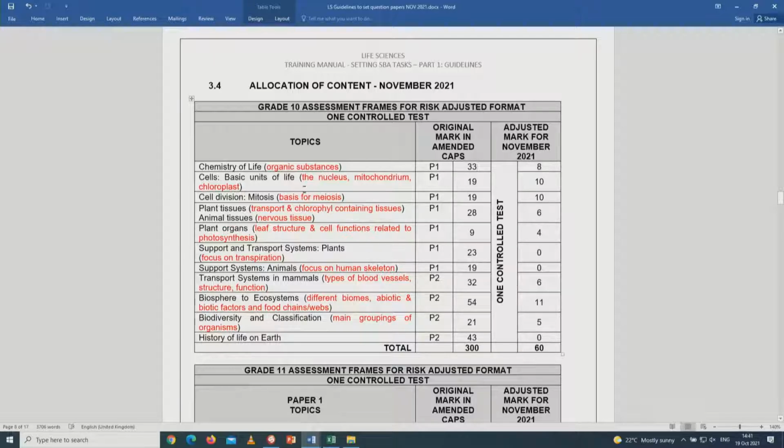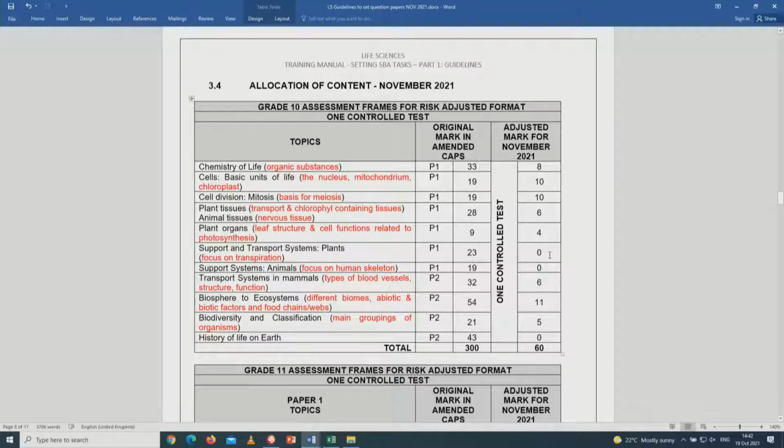So chemistry of life, and we try to stay away from 2 marks and 3 marks. So we converted, but here and there maybe we add a mark or 2 to make it a substantial amount of marks. Chemistry of life, 8 marks. Cells, 10. Cell division, mitosis, 10 marks. Plant tissues, 6 marks, etc. I'm not going to read the whole lot of them. But look what we've done.